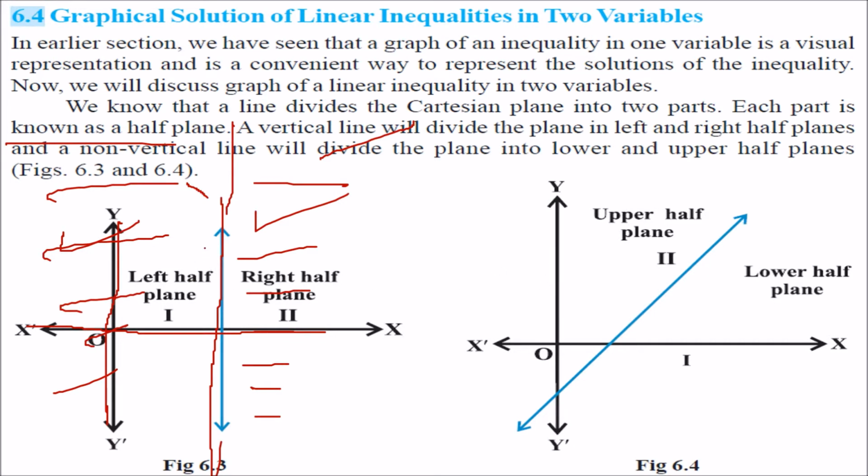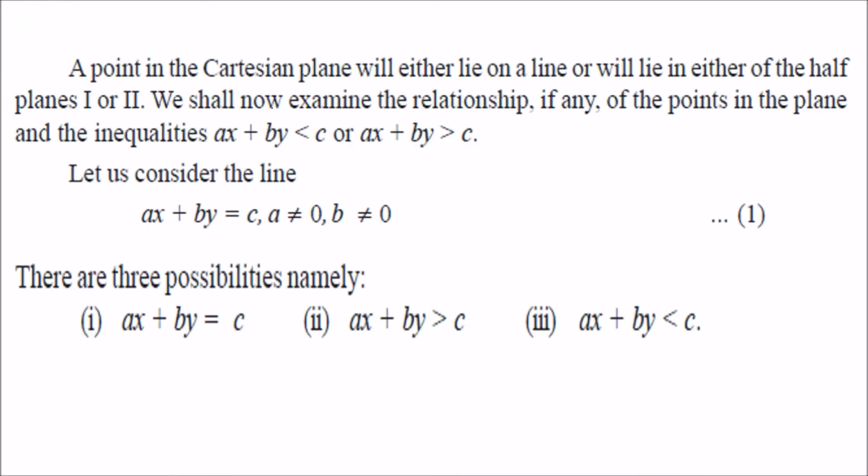Let me go to another line which is somewhat oblique. This is not straight, an oblique line. So an oblique line also divides the plane into two parts. This is the first part, this is the second part. And our solution will lie in this plane or this plane. So any point in the Cartesian plane will either lie in plane 1 or in the other plane, right? So any line can do this.